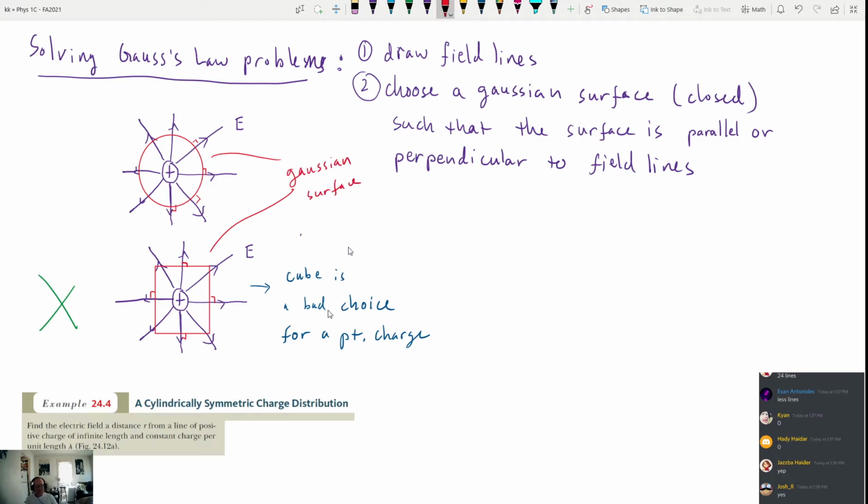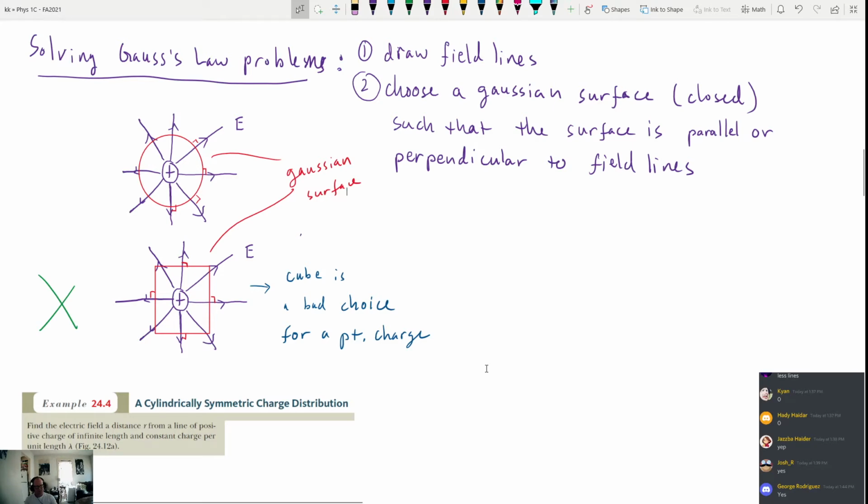Okay, so step 1 for solving Gauss's law problems is to draw the field lines. We did that. Step 2 is to choose a Gaussian surface, a closed surface, such that the surface is parallel or perpendicular to the field lines everywhere. Okay, so can you see why a sphere would fit that definition, but a cube would not? Can everyone see that? Does anyone have any questions? Okay.